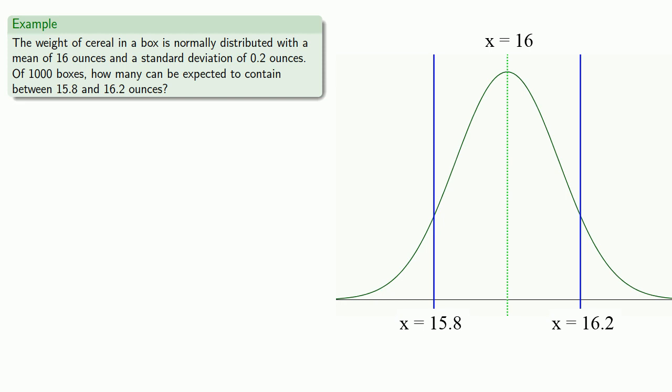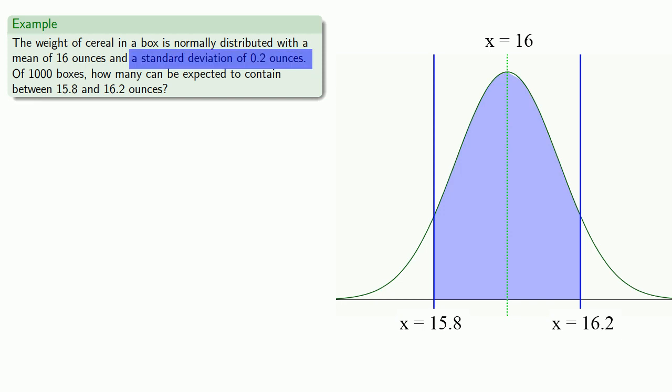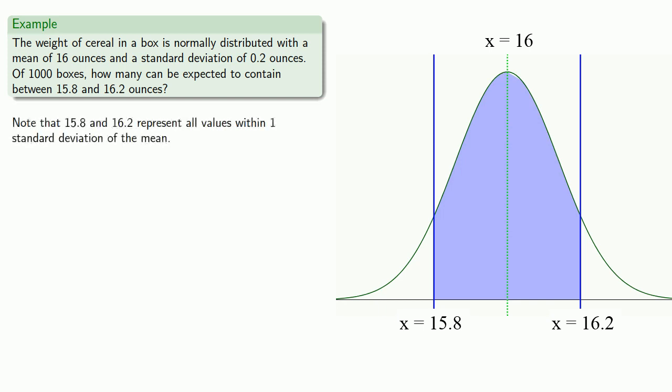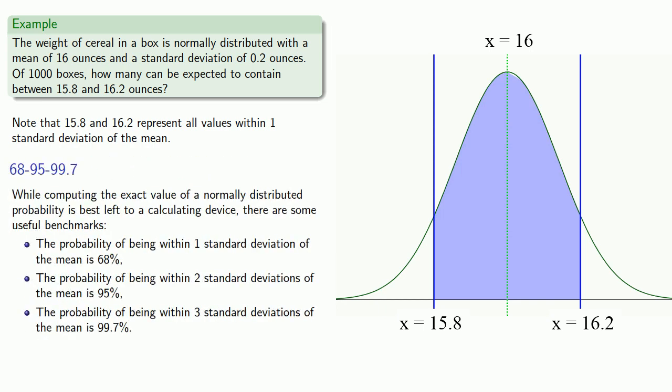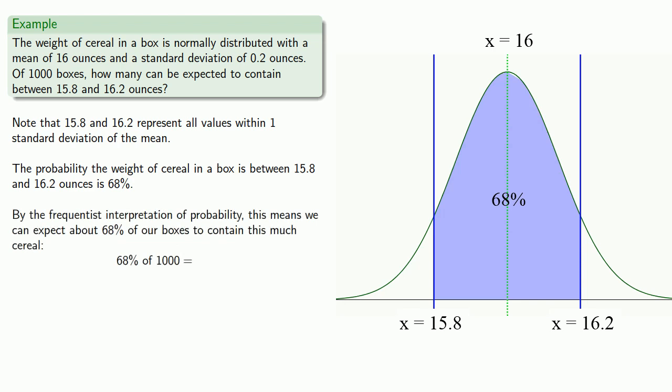Now, if our cereal box contains between 15.8 and 16.2 ounces, it falls someplace within this interval, which means we want to know the area of this region. Since our standard deviation is 0.2 ounces, 15.8 and 16.2 represent all values within one standard deviation of the mean. By our 68, 95, 99.7% observation, we know that this area is about 68% of the total area. And so the probability we fall in this interval is 68%. Now, by the frequentist interpretation of probability, this means we can expect about 68% of our boxes to contain this much cereal, and 68% of 1,000 is 680.